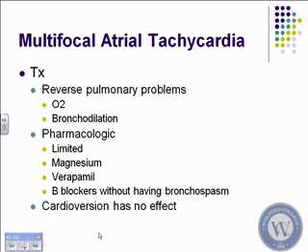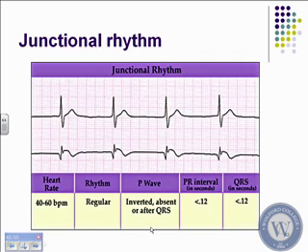Multifocal atrial tachycardia, and the way you treat it is reverse the pulmonary problems. A lot of times you're having oxygenation issues or you need to bronchodilate. Pharmacologically, it's limited. Magnesium may be a drug of choice. Verapamil is one of those few times where you should consider using it. And beta blockers, as long as you don't have bronchospasm. Cardioversion has really no effect and doesn't really improve the situation.